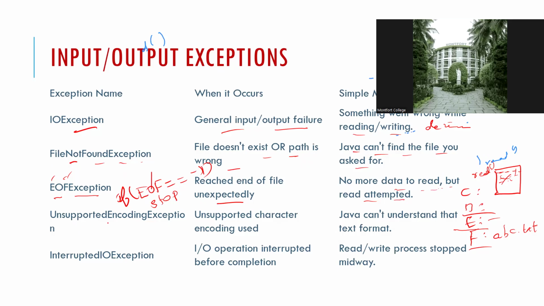Next, unsupported encoding exception. This will occur when Java cannot understand the text format. Sometimes some symbols may be present that cannot be read by Java code. Next, interrupted IO exception: the read, write process stopped midway. Sometimes if you don't have sufficient random access memory which the file can use, this error may occur. So these are the exceptions we have in the file system. There is a possibility of them appearing in the examination, so please watch it.